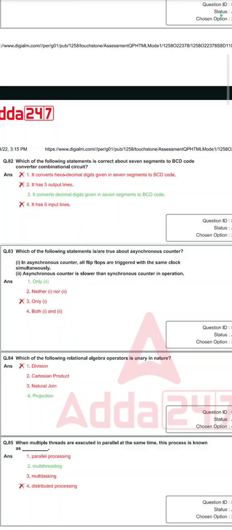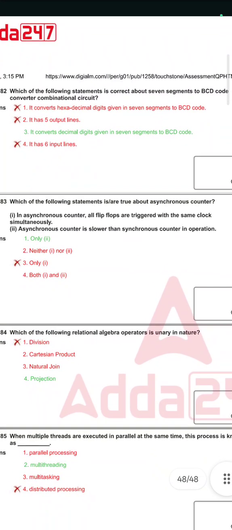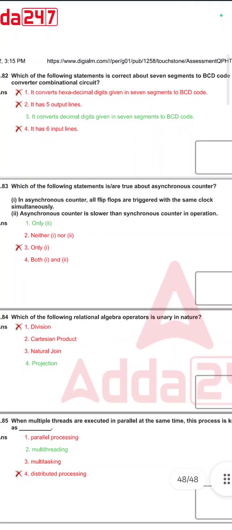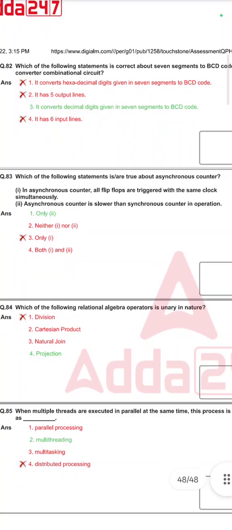It is a combinational circuit that converts the decimal digits given in the 7 segments to BCD code. Which of the following statements is or are true about the asynchronous counter? In an asynchronous counter, all flip-flops are triggered with the same clock simultaneously. Asynchronous counter is not slower than synchronous counter in operation.